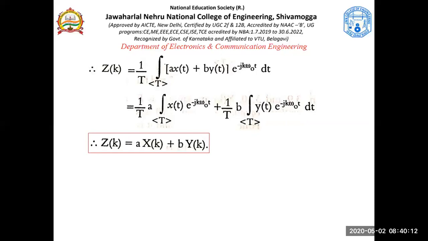Fine. So what it tells you is, if you have scalars a and b along with the signals x of t and y of t, what you can do with Fourier series is you can always keep aside the scalars and operate only on the signals. So that is what is true, because the Fourier series is linear in nature. Understand that? So let's go on with the next property.